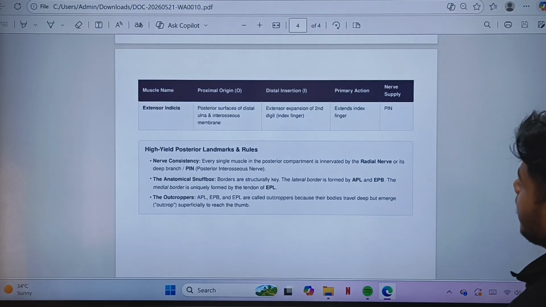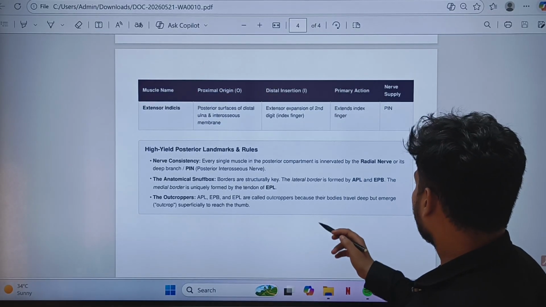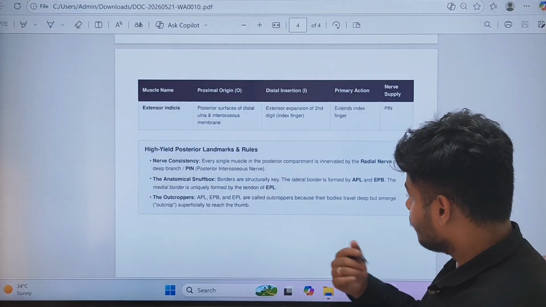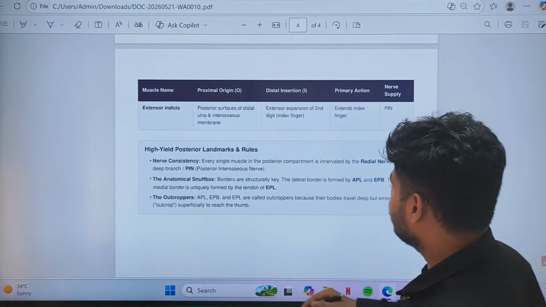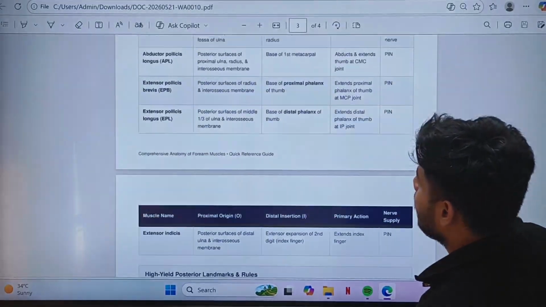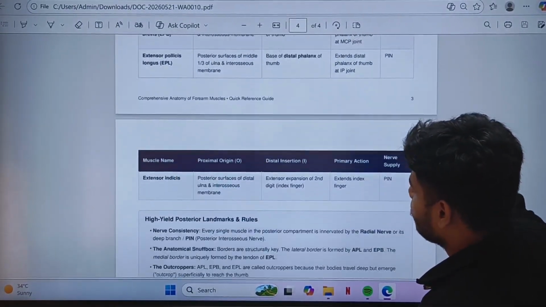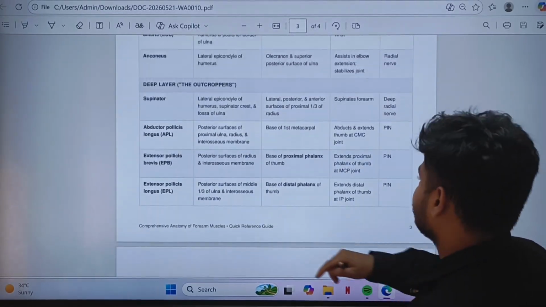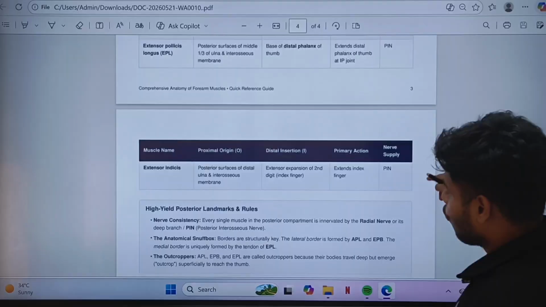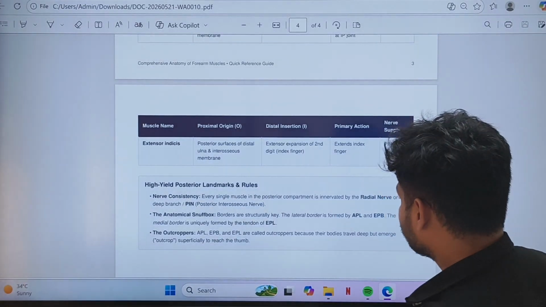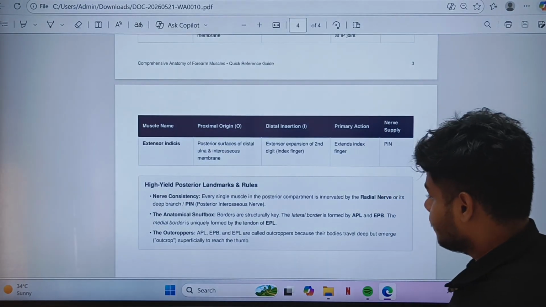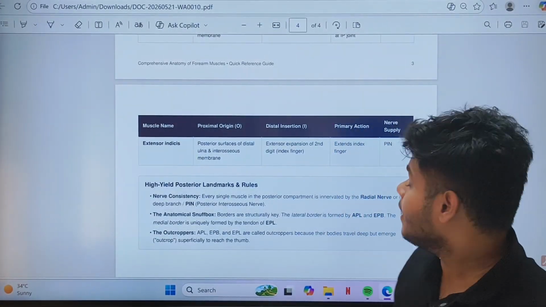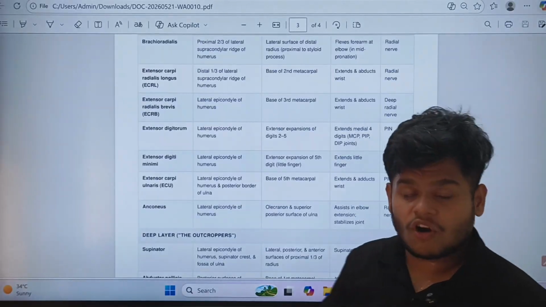The outcroppers: APL, EPB and EPL are called outcroppers because their bodies travel deep but emerge, outcrop, superficially to reach the thumb. These three muscles are abductor pollicis longus, extensor pollicis brevis, and extensor pollicis longus. Okay, this was all about the muscles of the forearm.